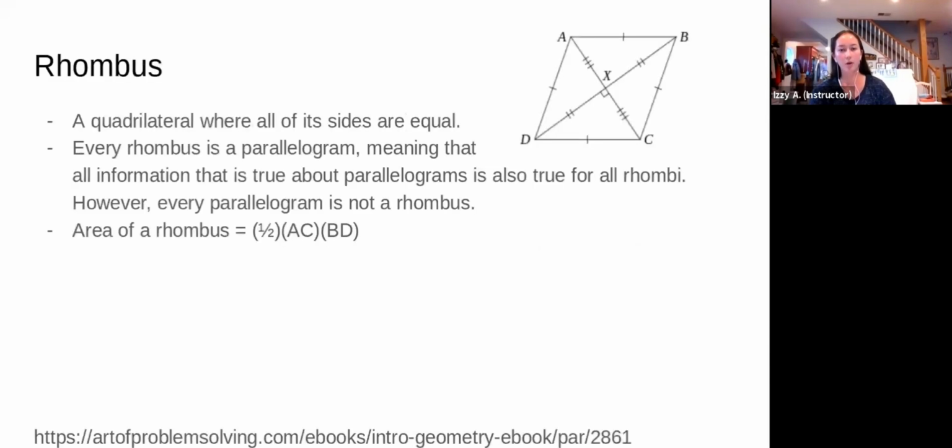But then for a rhombus, it's a little bit different. The area of a rhombus is 1/2 times AC times BD. So you're actually multiplying the diagonals of the rhombus to figure out the area.